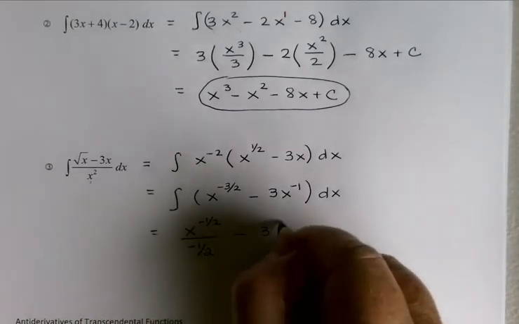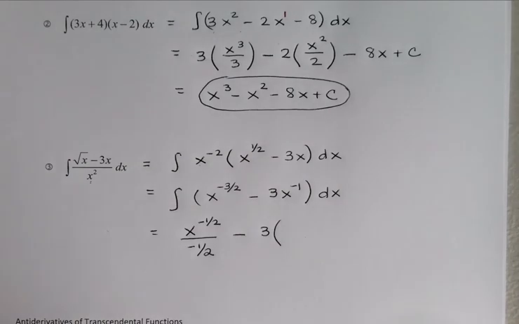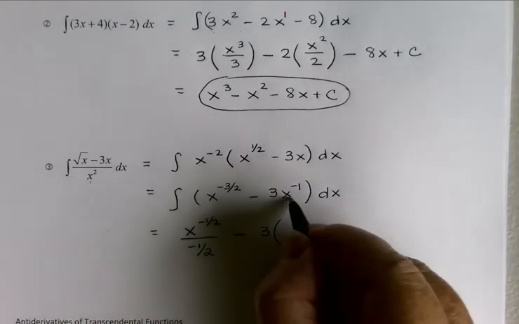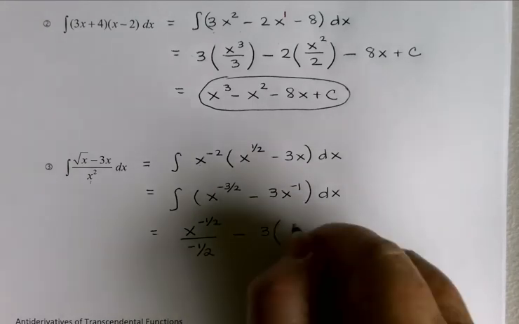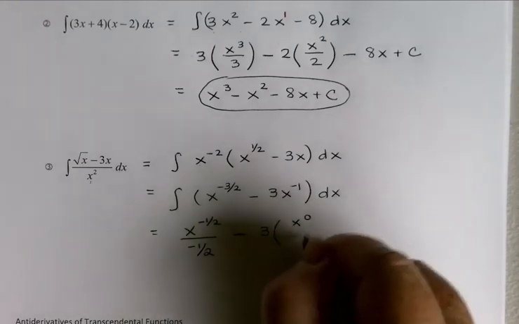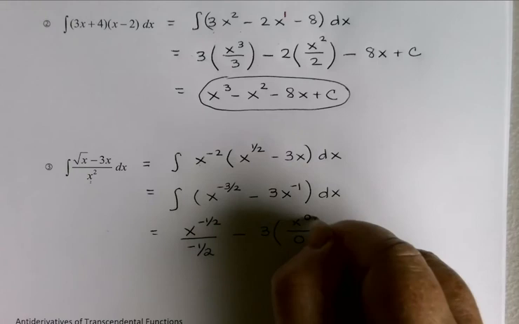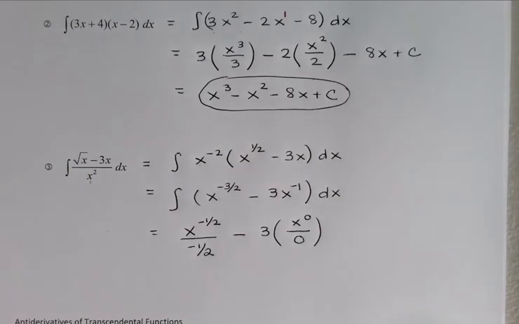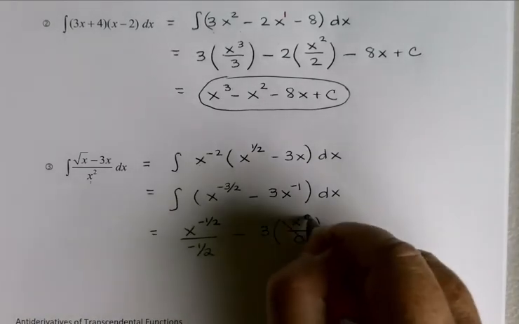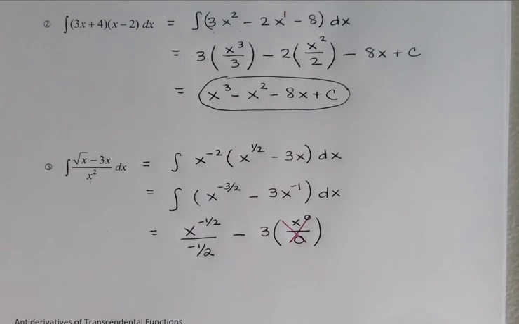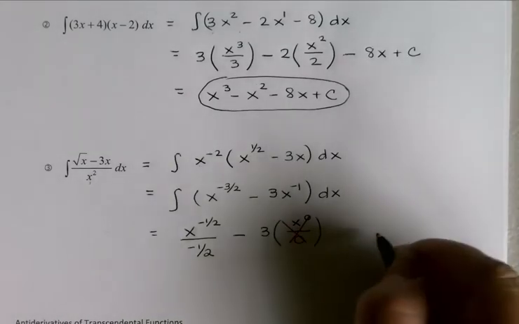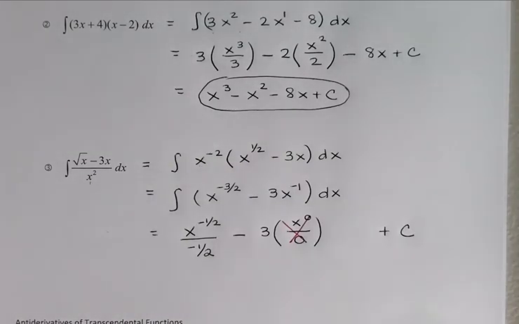Minus 3 times. And we may be in a little bit of trouble here. When we add 1 to this exponent, we get x to the 0, which would tell us to divide by 0. And that's a big problem, right? That can't be. So I'm thinking this is wrong. In fact, I'm going to have you hold that thought for just a moment. We'll come back and finish this problem in just a minute. I'll throw the plus c on here so I don't forget.